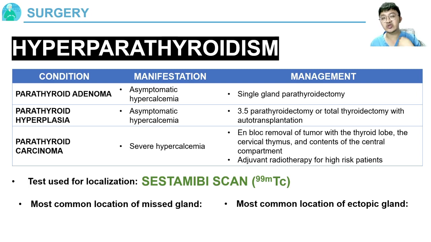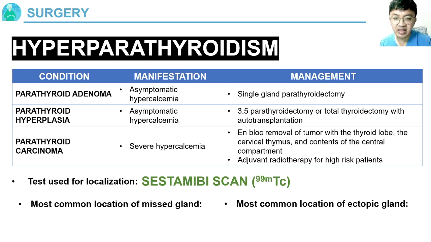Most commonly, it's a sternocleidomastoid or the forearm, where you reimplant your parathyroid. For parathyroid carcinoma, you have severe hypercalcemia. You do en bloc removal of the tumor with the involved thyroid lobe, the cervical thymus, and contents of the central compartment. And you do adjuvant radiotherapy in high-risk or select patients.